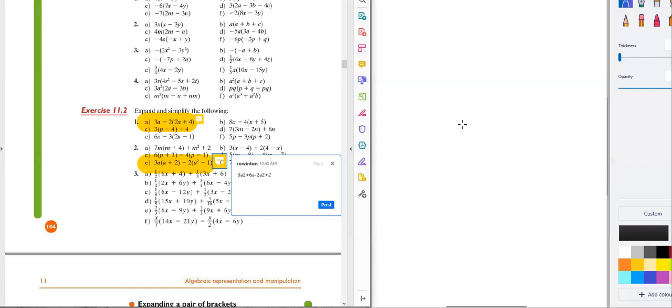After that, you need to simplify it. You can see 3a squared minus 2a squared from here. That means you have 1a squared in the end. Then the plus 6a has nothing to combine with, so it still remains as 6a. And the plus 2 still remains as plus 2. So in the end, your answer becomes a squared plus 6a plus 2.